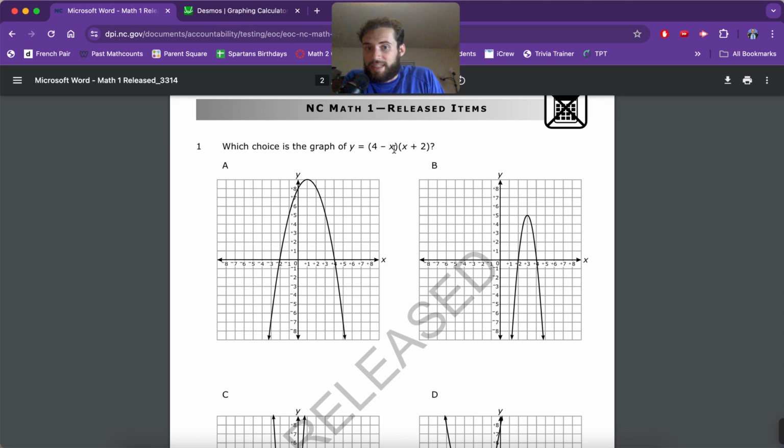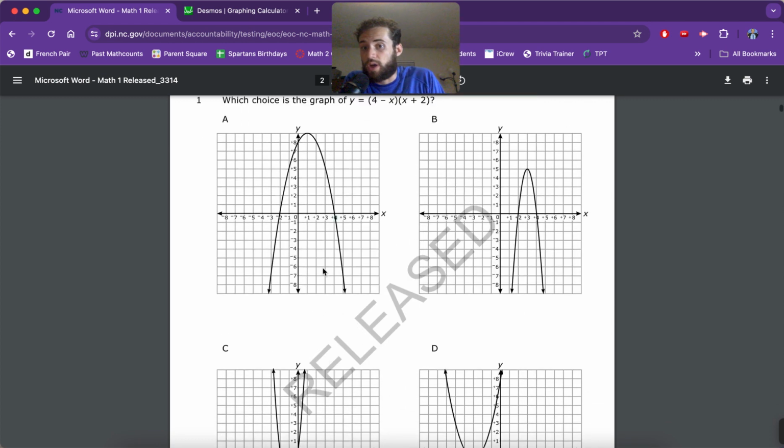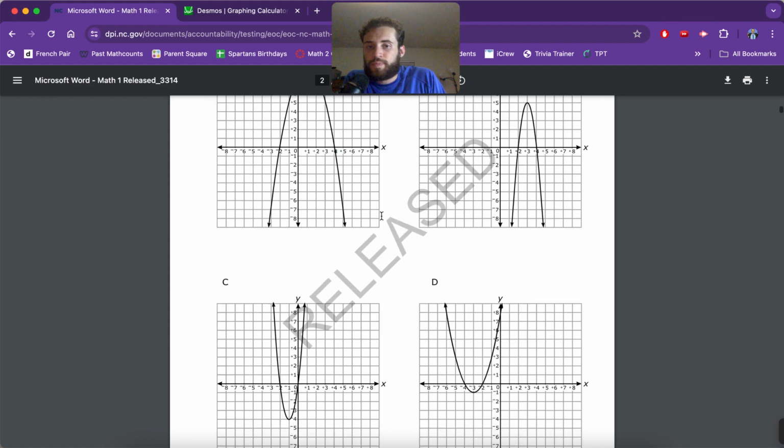So either 4 minus x is 0, which is true when x equals 4. You can see right here, x equals 4. Or x plus 2 equals 0, which is true when x equals negative 2. So those are your two zeros, or roots. Sometimes they're even called solutions. There are two right there, 4 and negative 2. And that's the only one of these graphs that has 4 and negative 2. So that's how we know it's A. All right, so there's a couple ways to prove it's A. It's negative, y-intercept is 8, and we've got 4 and negative 2 as our roots.